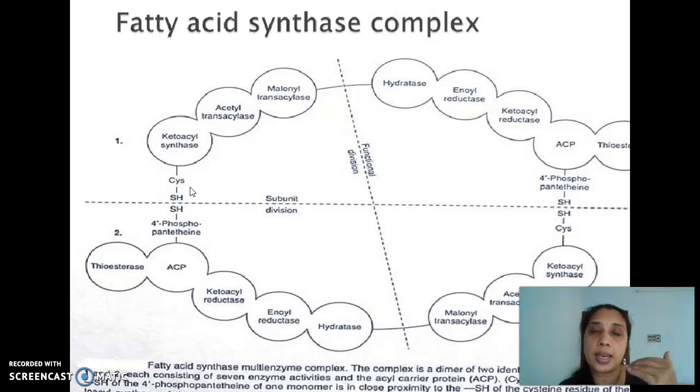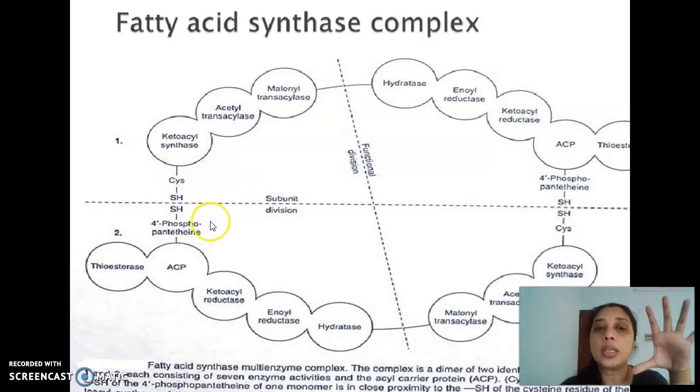That's the end of the reaction. 2 plus 2 is equal to 4. So butyryl-CoA, that is, the reaction will be happening in this particular subunit, right? Once it is formed, it will be handed over to the peripheral arm of the other monomer. When the reaction is happening, we will come to understand what I am saying now.